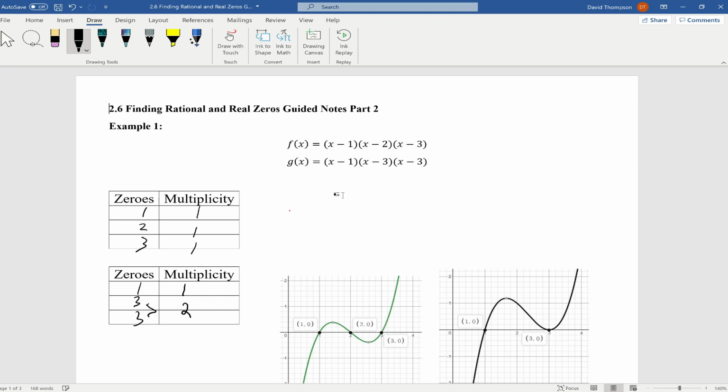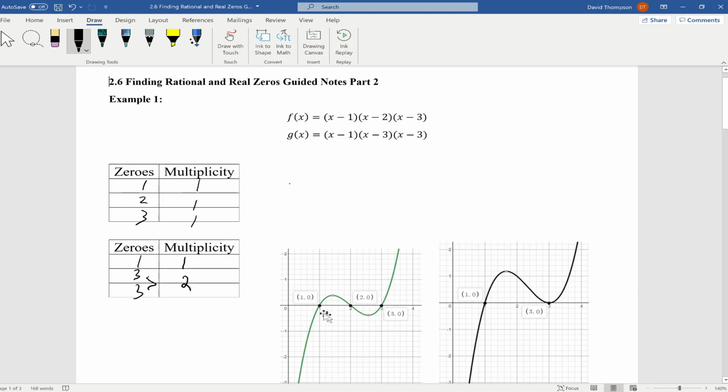So what does this mean? If we look at the graph of f of x, it crosses the x-axis at 1, 2, and 3. This would be the graph of g of x. If we look at 1, it goes through, but the 3, since it's repeated, it touches the x-axis.